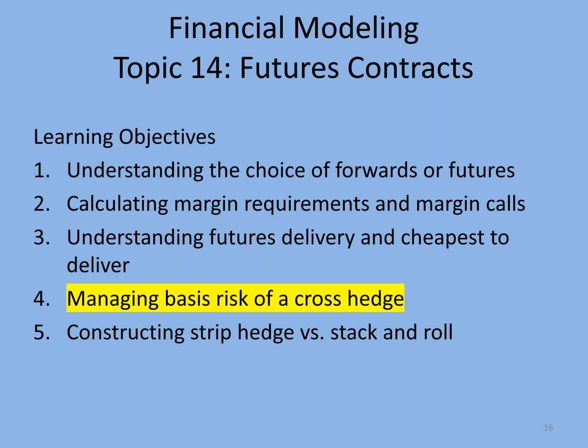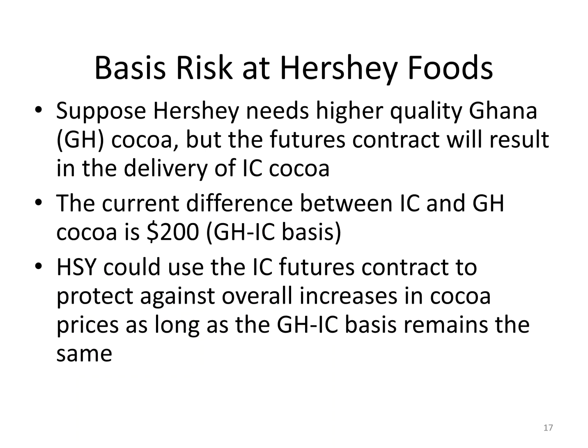Financial Modeling, Topic 14, Futures Contracts, Section 4, Managing Basis Risk of a Cross-Hedge. Going off the last example in Section 3, what if in this situation, Hershey wants a higher quality cocoa that happens to be made in Ghana?